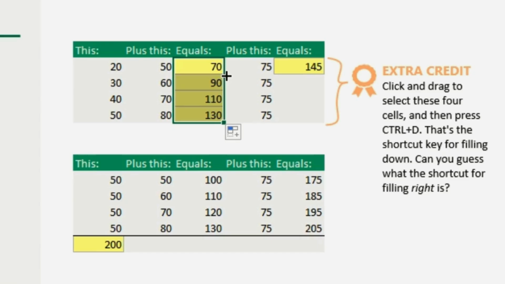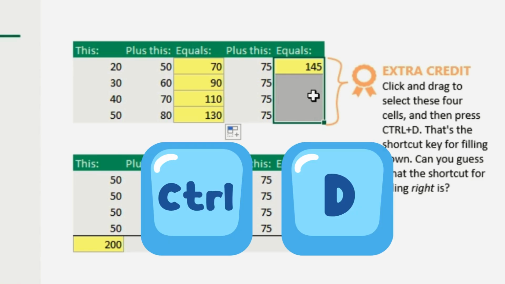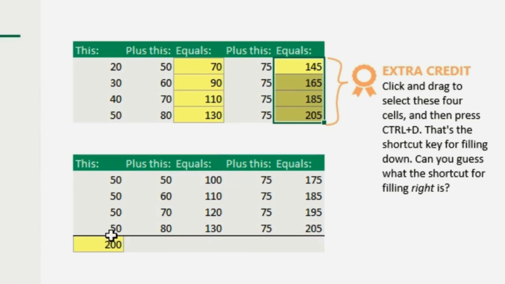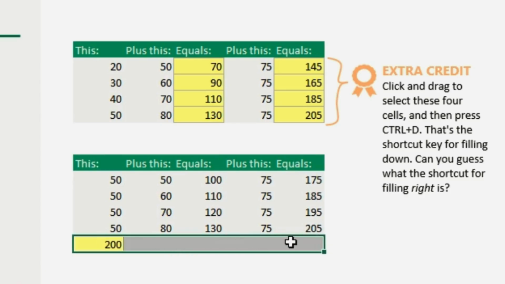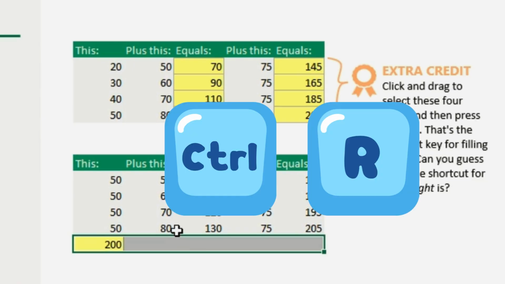You can also use the shortcut keys to fill down by selecting the area you wish to fill, including the cell with the formula, and press Ctrl D, and this will fill these cells down instantly. Another way is using the shortcut for filling right, which is Ctrl R. So again, select the cell you wish to fill, including the cell to fill from, and press Ctrl R, and it works similar to dragging.